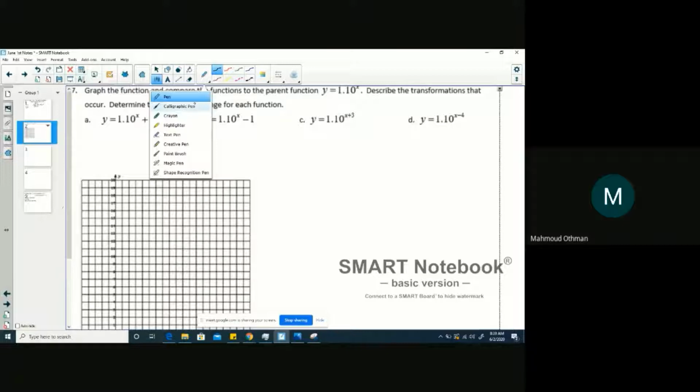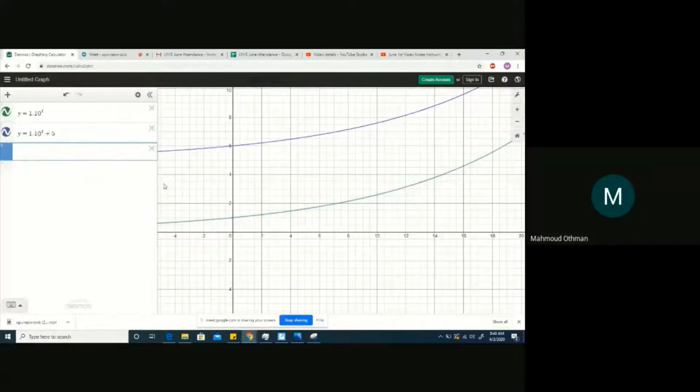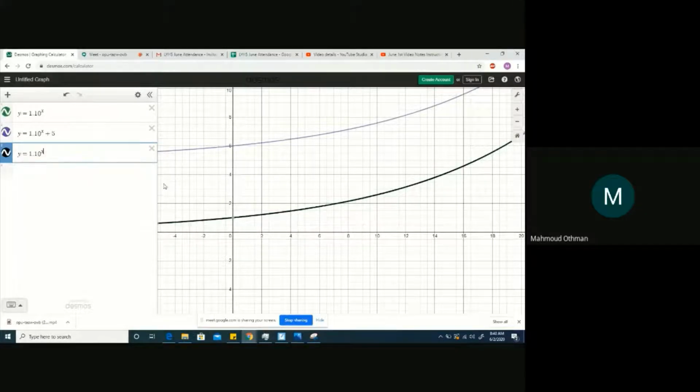For transformations, there's two ways of going about it. First thing I'll do is graph my parent function, and I'll graph these two functions. So I know I have something going on the outside. I know it's going to go up or down. My parent function is y equals 1.1 to the x. Then y equals 1.1 to the x plus 5. And y equals 1.1 to the x minus 1.